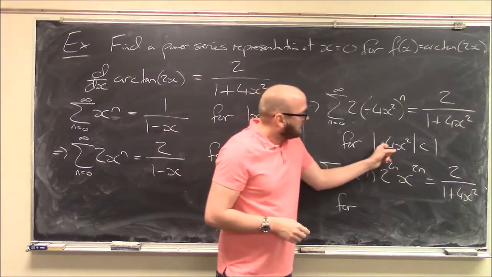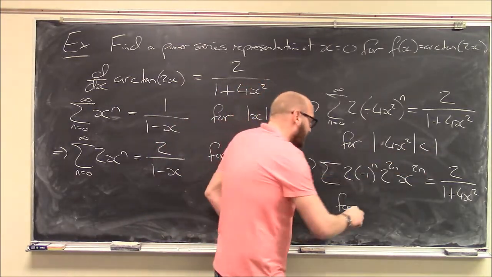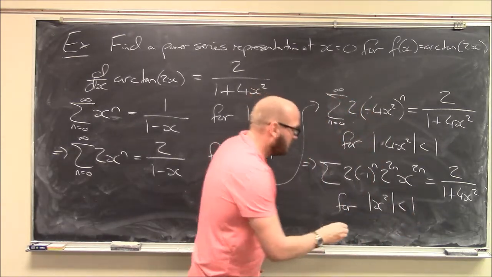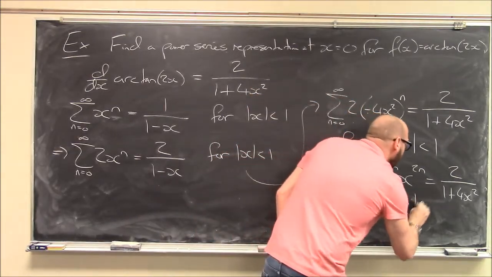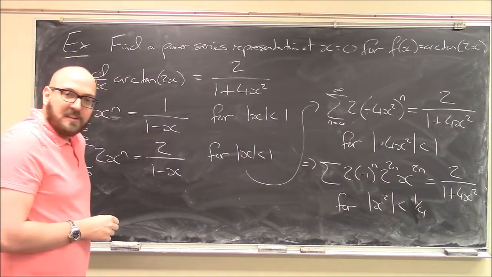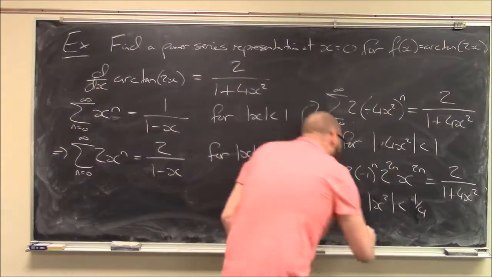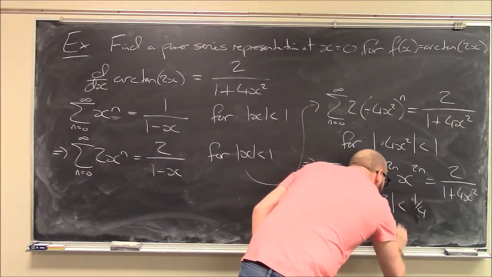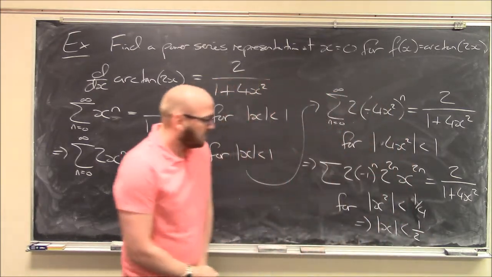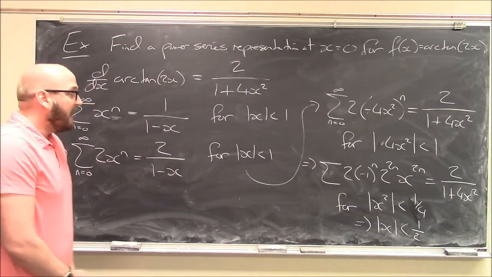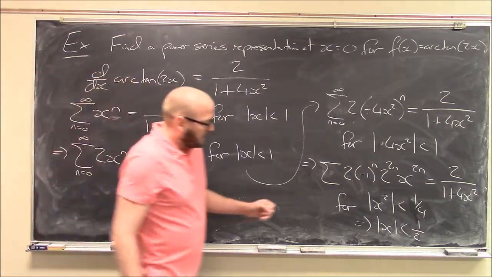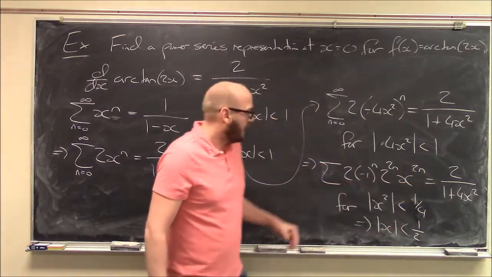And if I want to solve for x, well, I would divide by 4, right? So divide both sides by 4, and we're going to have absolute value of x squared is less than 1 over 4. Or, if I want just x, I should square root this, right? So absolute value of x is less than 1 over 2, taking the square root of both sides. So I have changed the convergence properties of this. It no longer converges from minus 1 to positive 1, it converges from minus 1/2 to positive 1/2.